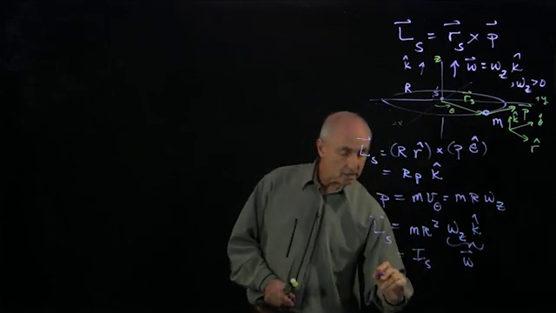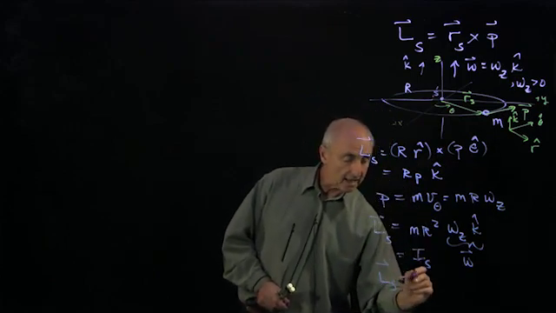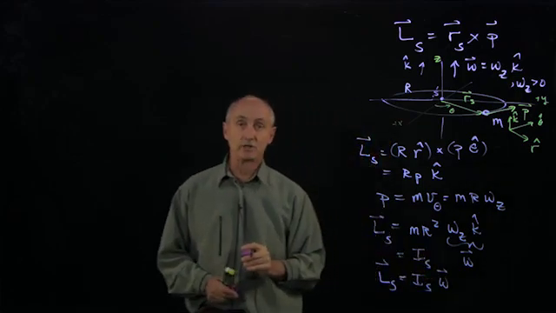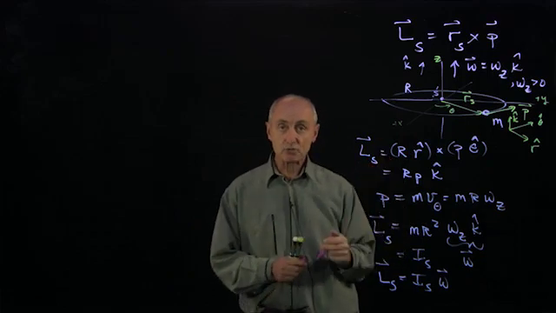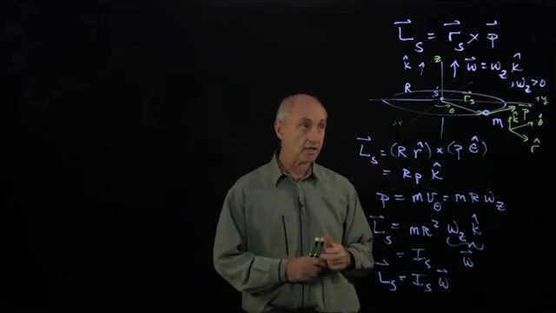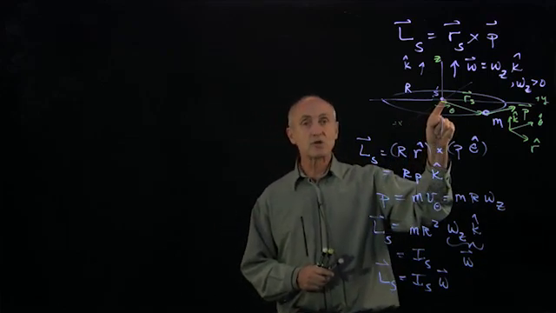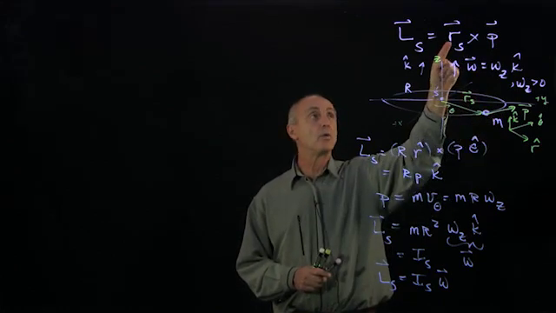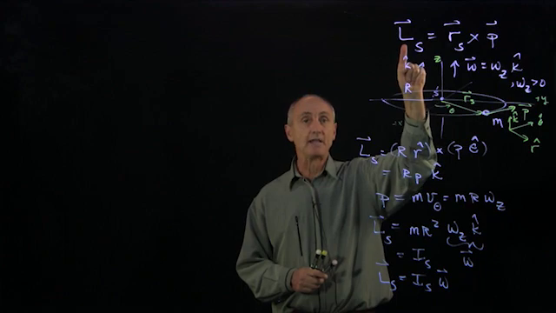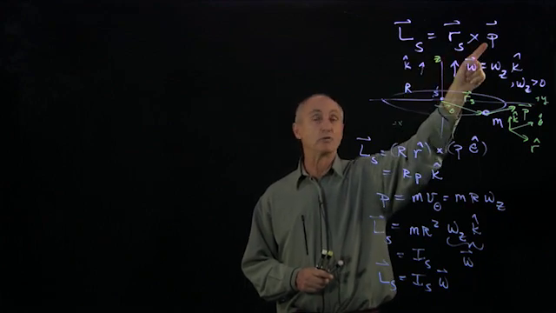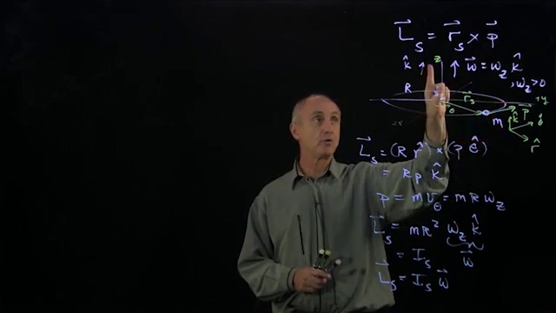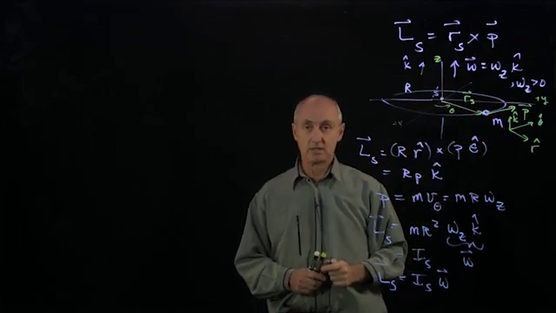And so we conclude that the angular momentum is proportional to the angular velocity. Now, that's no surprise in this particular case. Why? Because the vectors r_s and p are in the plane of motion. And whenever you take a cross product, L is perpendicular to both of those vectors. So it's perpendicular to the plane of motion, and therefore, L has to point in the z direction.